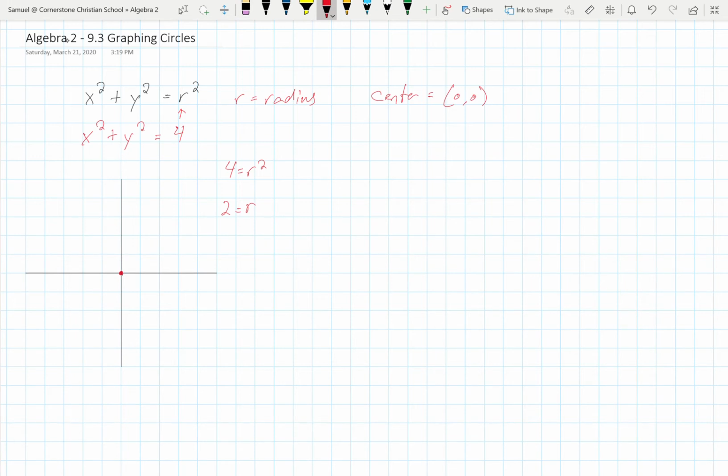And so from the center, the radius is 2 units away. 2 units here, 2 units here, 2 units here, and 2 units there. And so it's 2 units every way around my circle here. And then I could graph my circle. The diameter, in this case, would be 4, okay? But the radius is just 2.